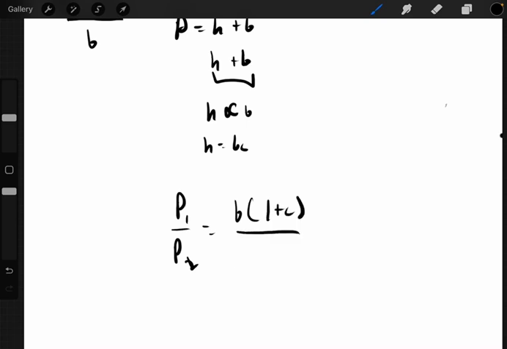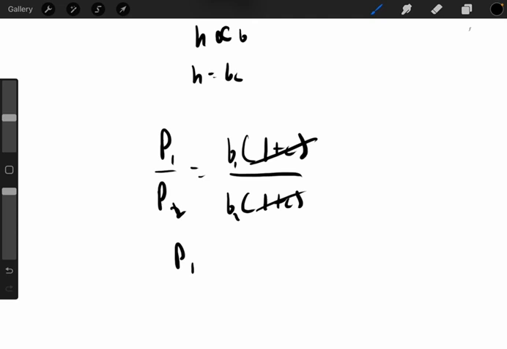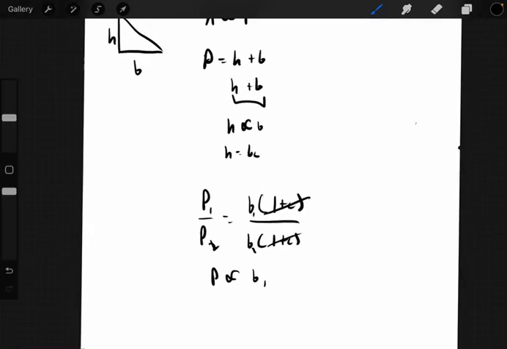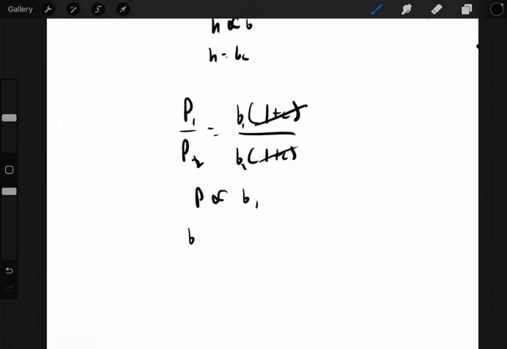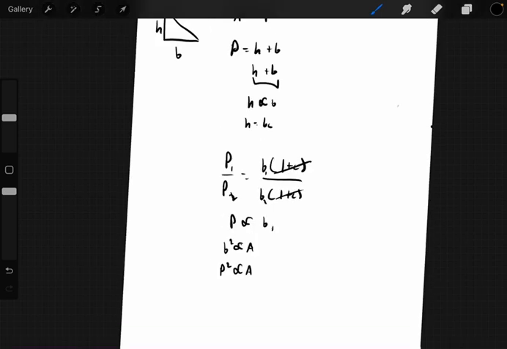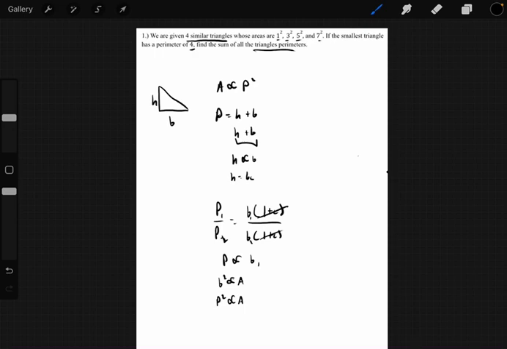It's going to look like this. You're going to factor out 1 plus C on both of them, because C stays the same, and obviously 1 does as well. You end up getting P is proportional to B, and because B squared is proportional to A, you're also going to get P squared is proportional to A. So hopefully that makes sense. I'm sorry for the slight mislead for a second, but this is what it'll end up looking like.